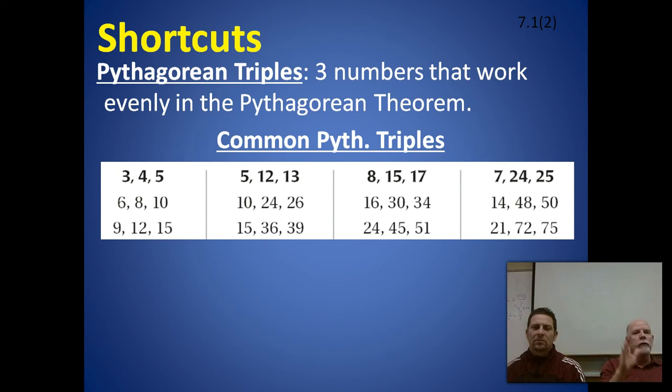Okay? Same thing, if you triple every one of those numbers, 9, 12, 15, that's a perfect Pythagorean triple as well. If you multiply them all by 4, multiply them all by 5, whatever, they all come out to perfect Pythagorean triples. These are just the common ones that you see.